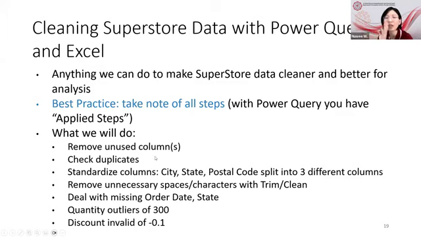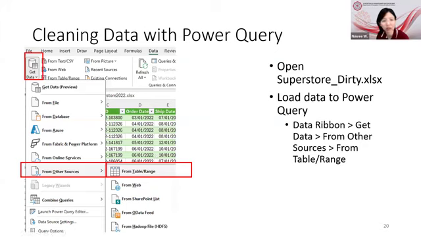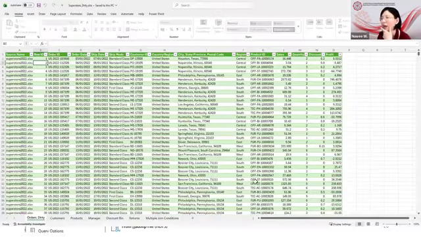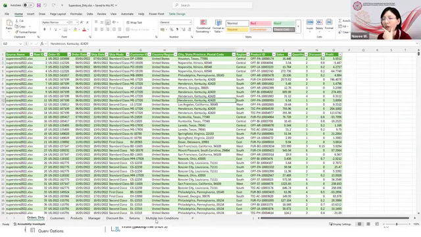So let's first open the file, okay? So double click the file and then just open the file. You get this file. So you have around 7 sheets inside.